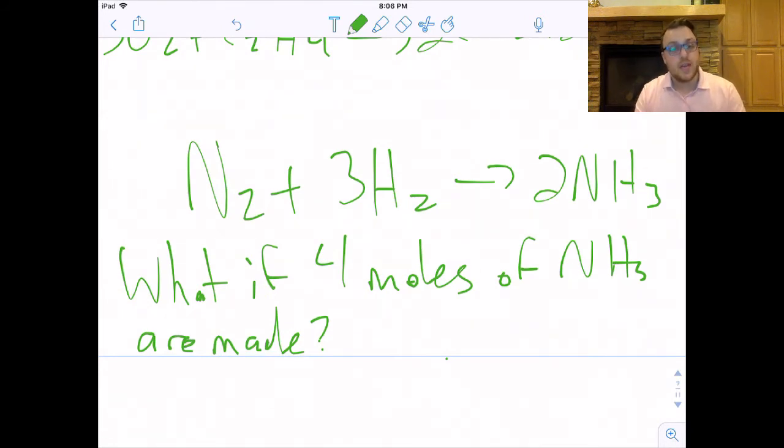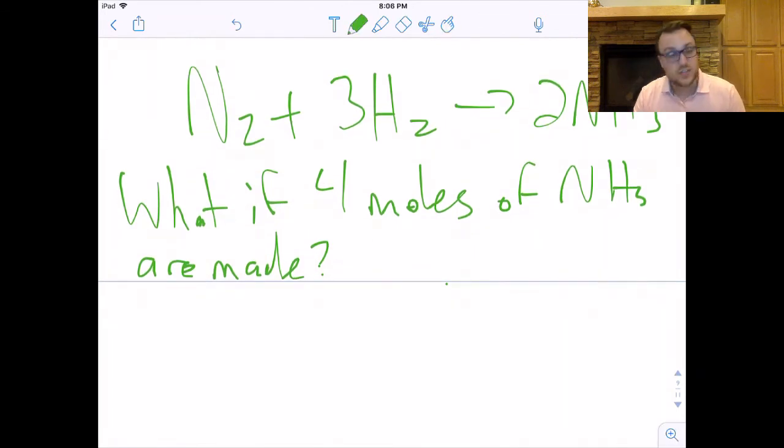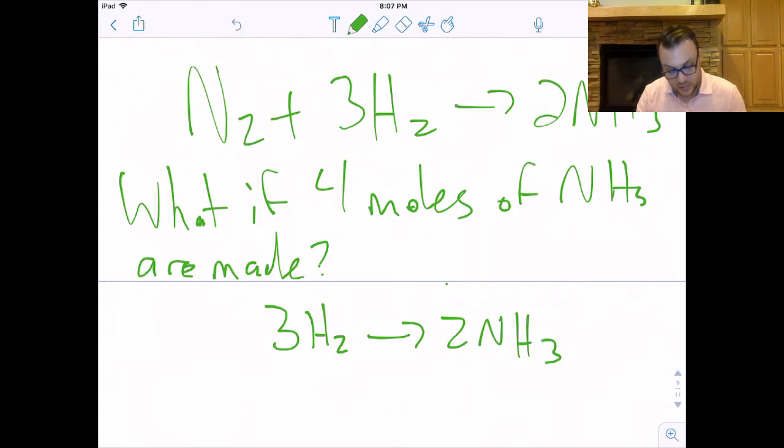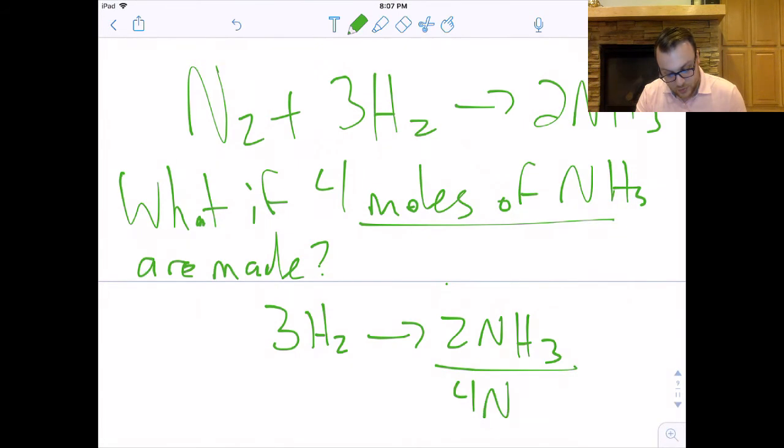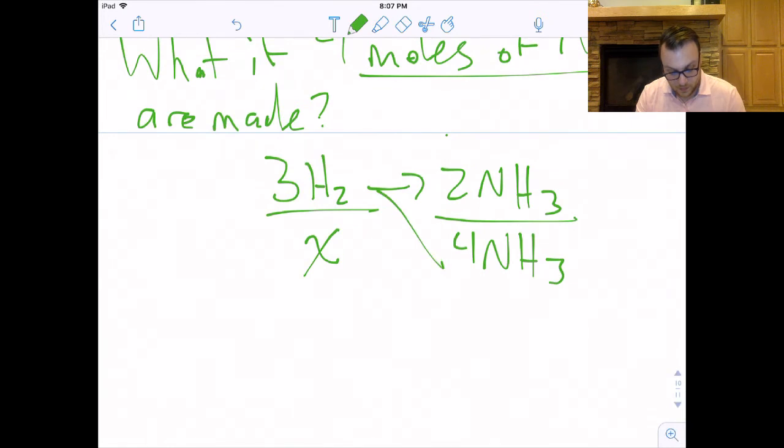So, for every 3 moles of H2 from my balanced equation, I produced 2 moles of NH3. If 4 moles were produced in the reaction that you performed, how many moles of H2 must have been reacted? Cross multiply. 12 equals 2x. Divide both sides by 2, and x would be 6 moles of H2.